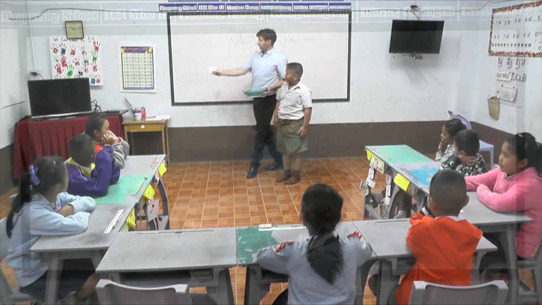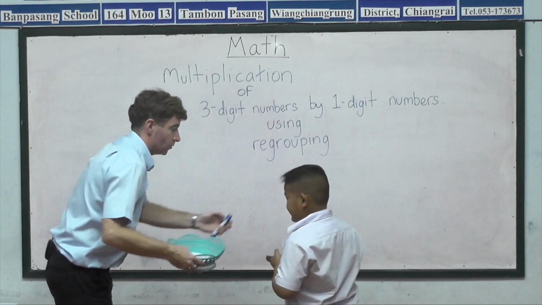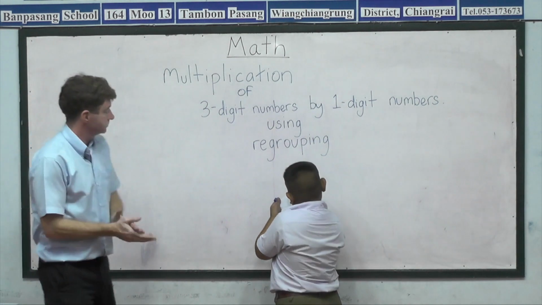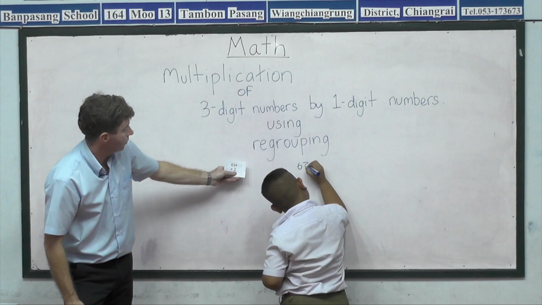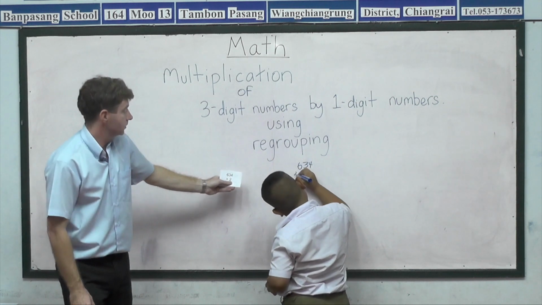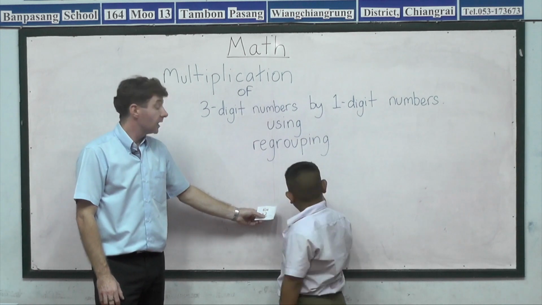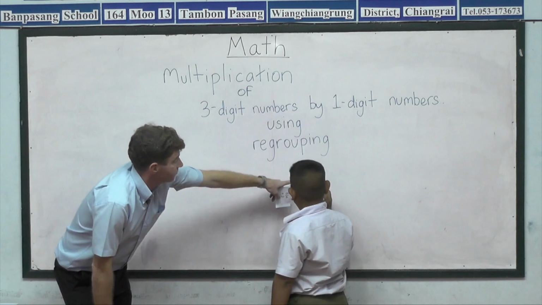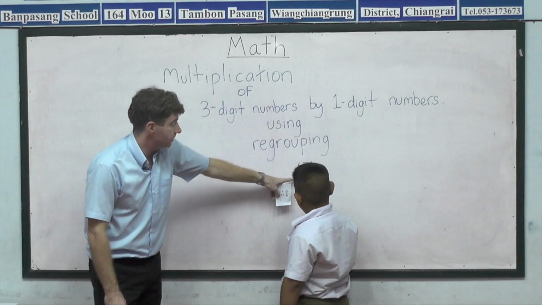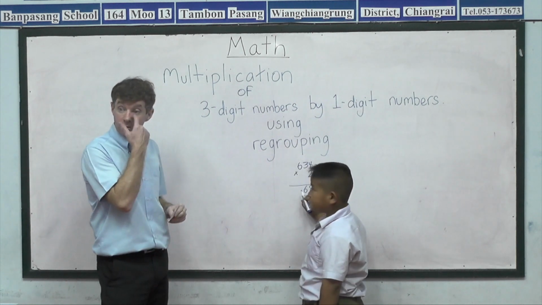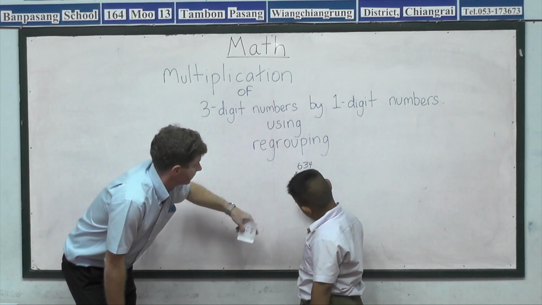We have 634 times 2. There you go. And there's your marker. Let me hold it for you. So, 634 times 2. So step 1, 2 times 4 equals 8. So we write 8. Step 2, 2 times 3 equals 6. And then step 3, 2 times 6 equals 12. So we write 1 and then a comma for 1,000 and then 2.